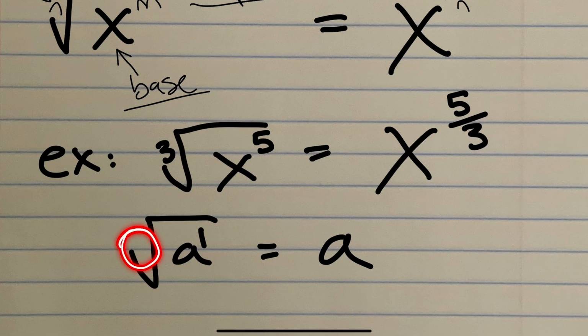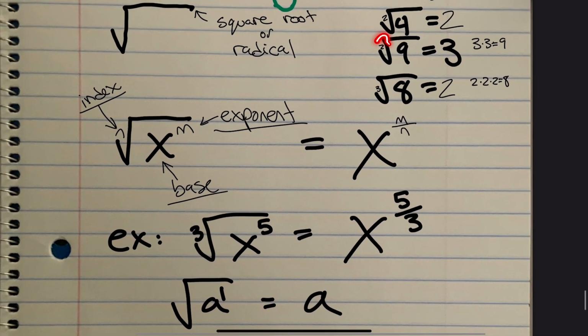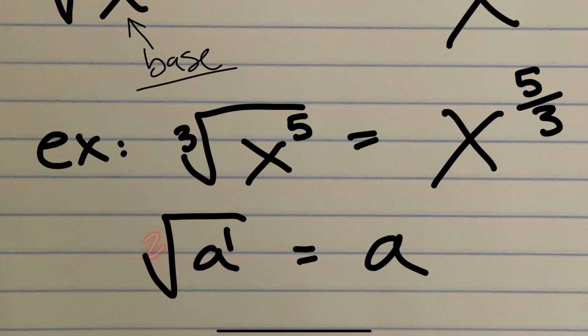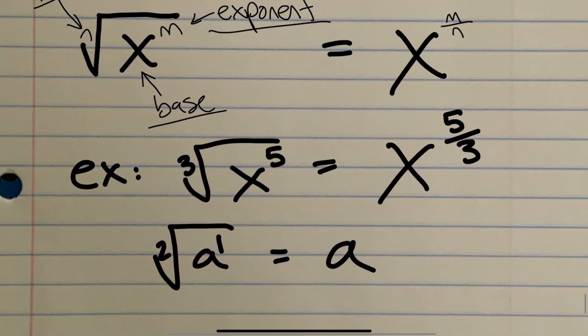Now, looking at the index, remember your index is always going to be 2 in case you don't see anything. Just like we said up here. These were both 2. They started out plain like that. So we have an invisible 2 that is right here. So plugging those in, we need our exponent first. So that's 1. Got 1 over our n, or our index. And that is 2. So we have a to the 1/2 power.